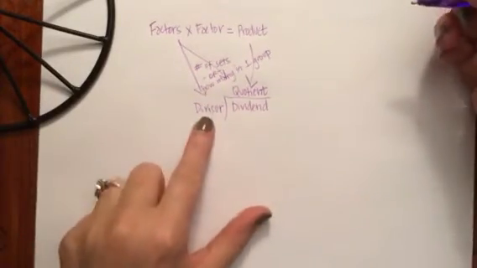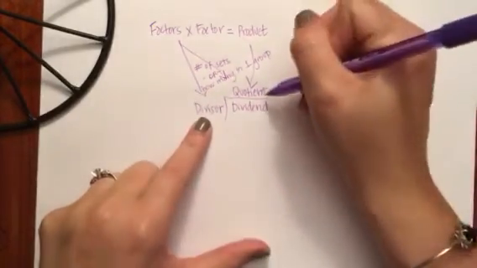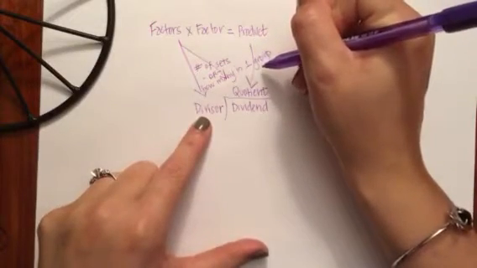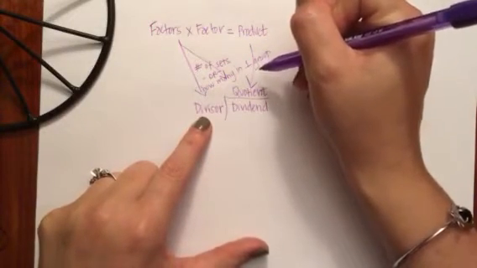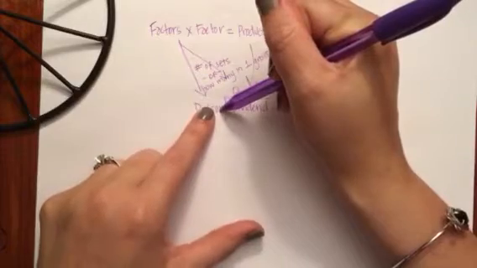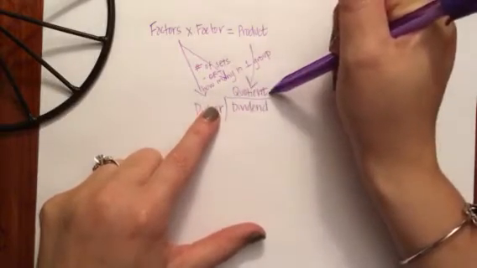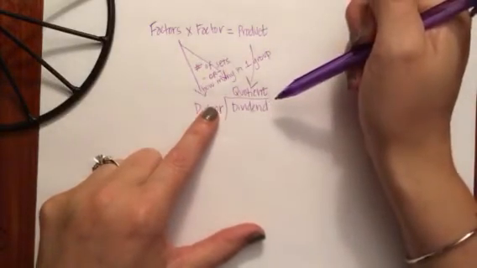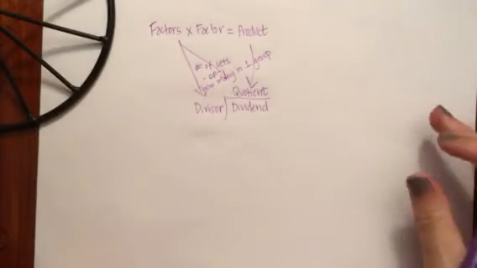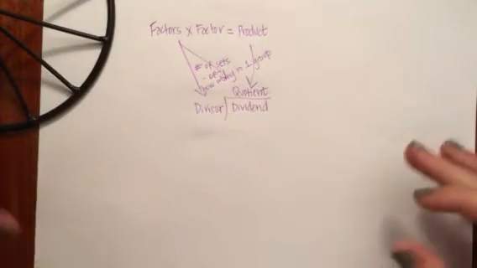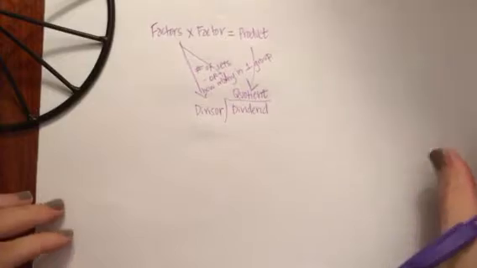If it gives you the number of sets, then your quotient is going to tell you how many are in one of those sets. If it tells you how many are in each set, then your quotient is going to be telling you how many sets you have. So, knowing the vocabulary, let's look at an actual division problem.